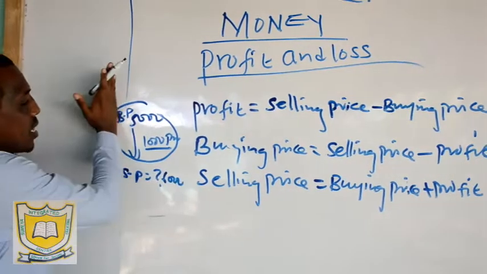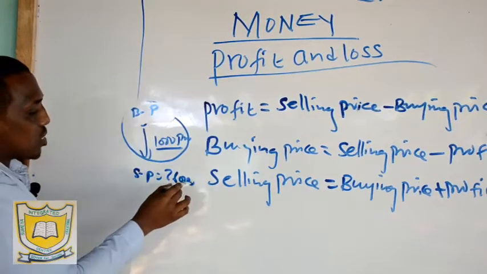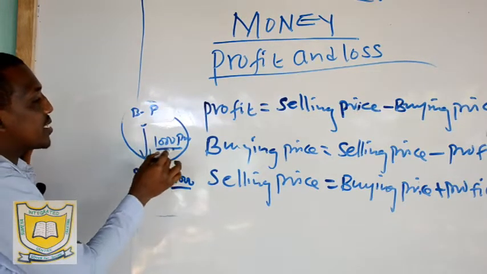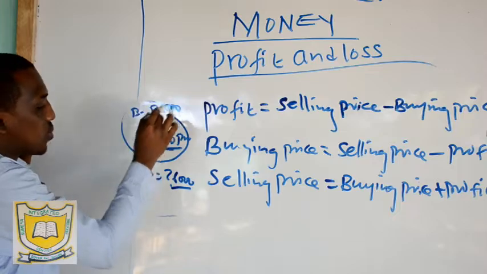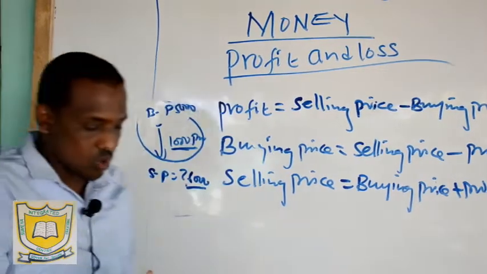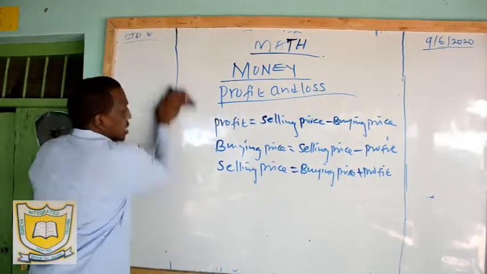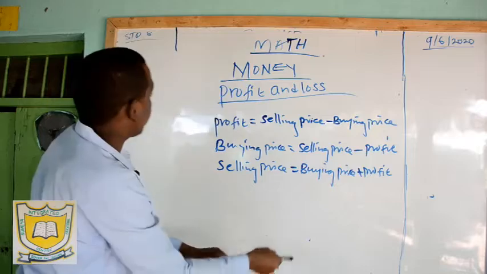If it is 6,000, how do we get this buying price of 5,000? We say 6,000 minus 1,000, you will get 5,000. So we say selling price minus profit. That's how we get that formula. So the issue is to cram the formula. So let us see a question here.